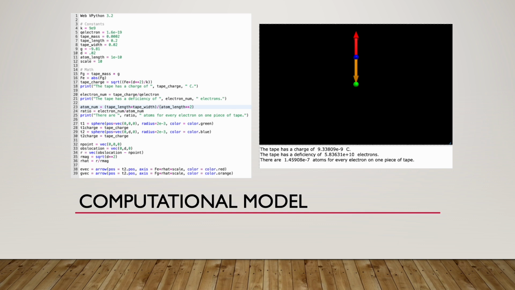To find the ratio between the number of electrons and atoms, we found the atom number by doing the tape length times the tape width divided by the length of an atom, and then we divided the two. And then as you can see here, when it's run in the computational model, the tape charge was 9.3 times 10 to the negative 9. It had a deficiency of 5.836 times 10 to the 10th electrons, and there were 1.45 times 10 to the negative 7 atoms for every electron on one piece of tape.